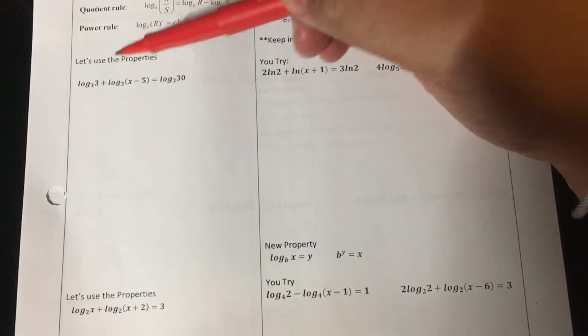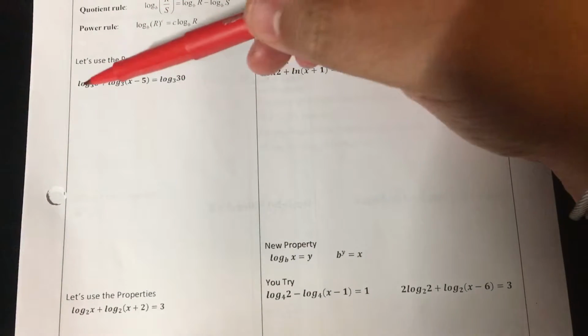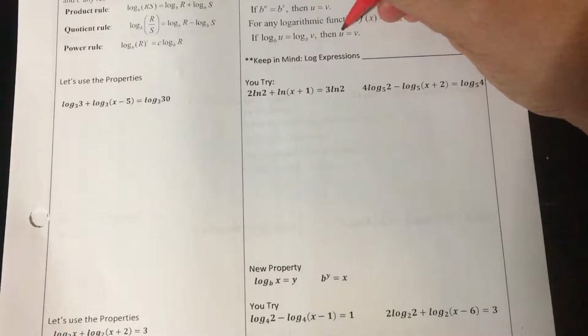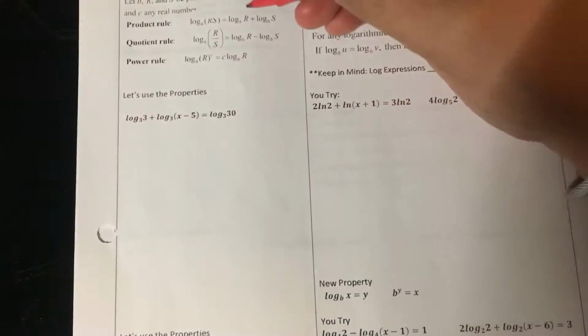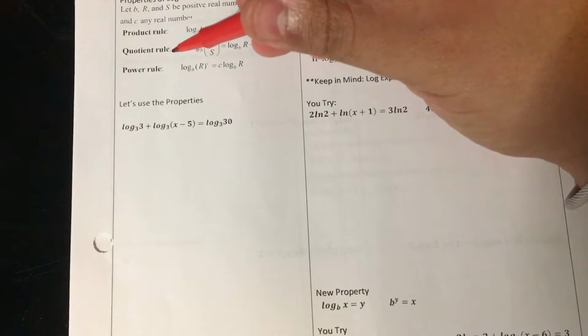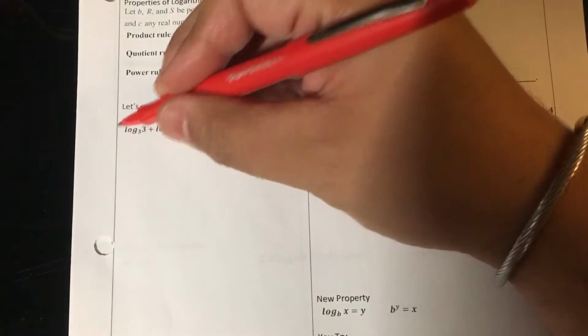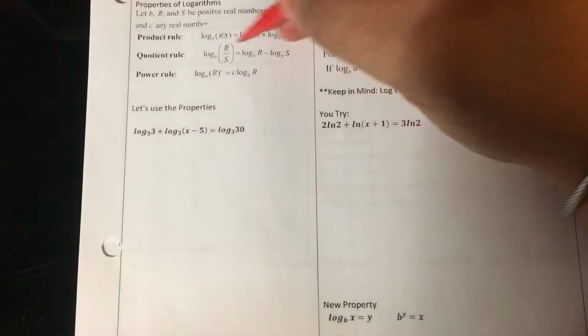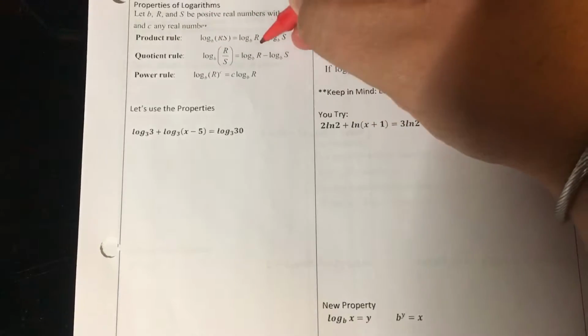Okay, and so for these, look at how I have log on both sides of the equation. So I'm going to use the one-to-one rule, which says I can set what's inside the logs equal to each other to solve for x. First, I'm going to use my rules: power, product, and quotient. I don't have anything in front, so I don't have to use the power rule. There's no minus sign here, so I don't use the quotient rule. So I'm going to use the product rule because there's a plus here.